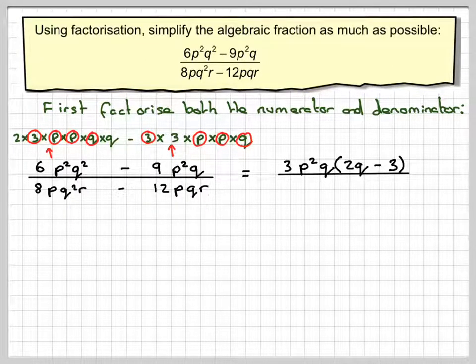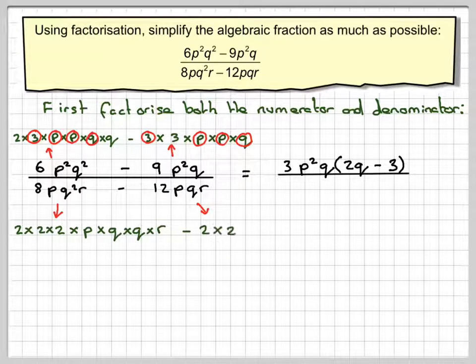Right, for the denominator, do exactly the same thing. 8 is going to be 2 times 2 times 2 times p times q times q times r. Then 12 will become minus 2 times 2 times 3 times p times q times r.